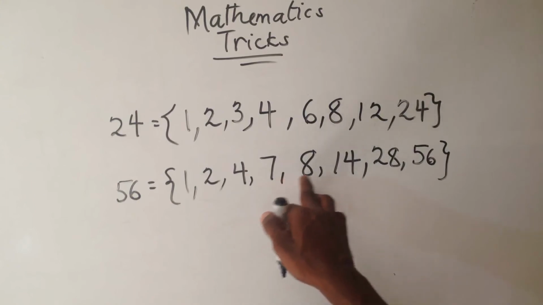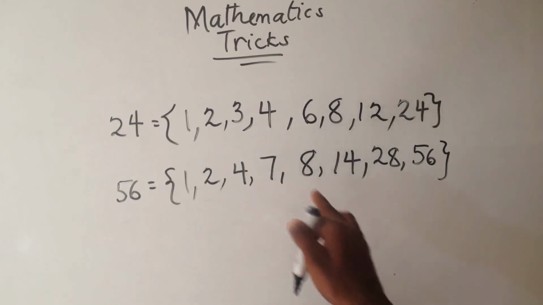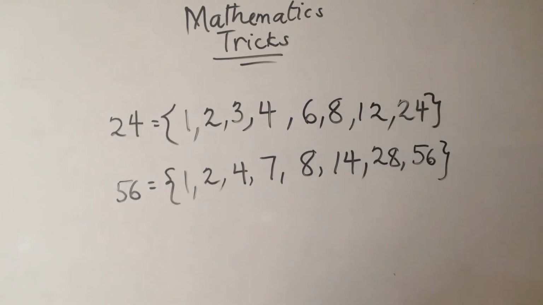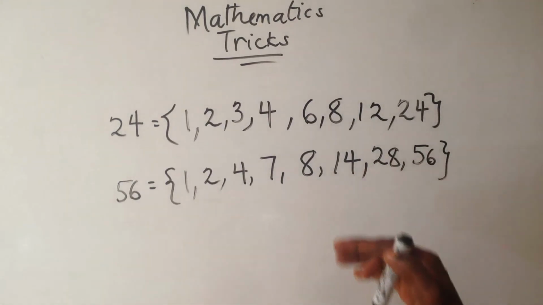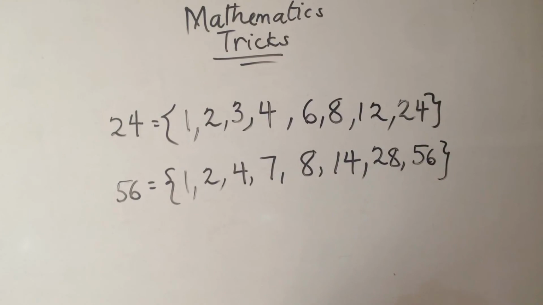So it means we've come to the end of the factors of 56, and we don't have to continue because we've already closed in on the factors of the number. This is one trick that can help us make maths easier and much more fun and save time during our maths class or during our test or examination.